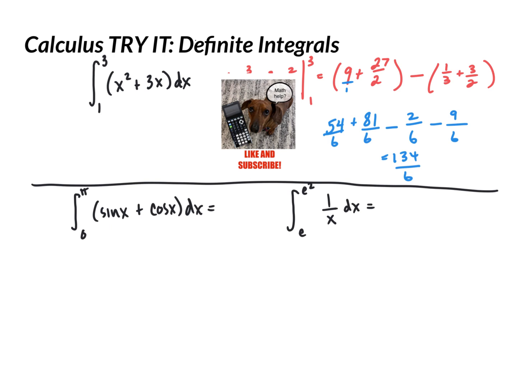All right, so we need the antiderivatives. Antiderivative of sine is negative cosine. Antiderivative of cosine is sine. We're going to evaluate at pi and 0.